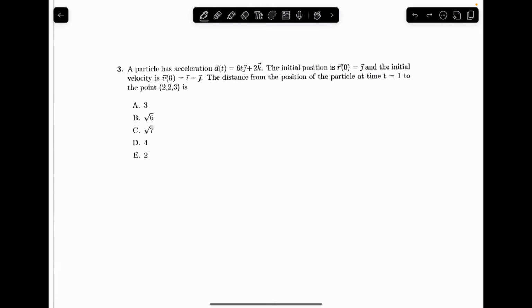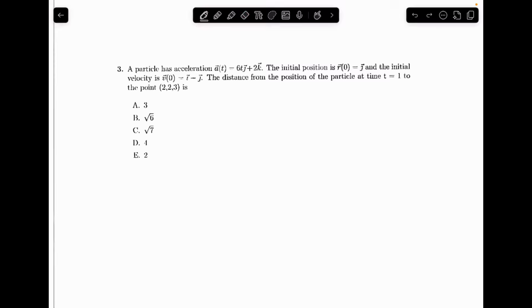Question 3, a particle has acceleration a of t equals 6t j plus 2k, and the initial position is r of 0 equals j, and the initial velocity is v equals i minus j. The distance from the position of the particle at time t equals 1 to the point (2, 2, 3) is what? Okay, so kind of an integration problem here.